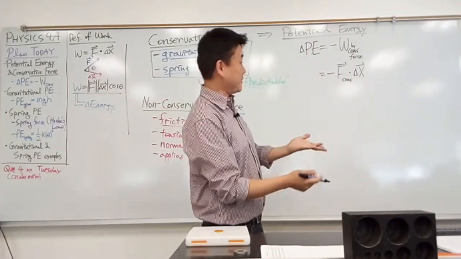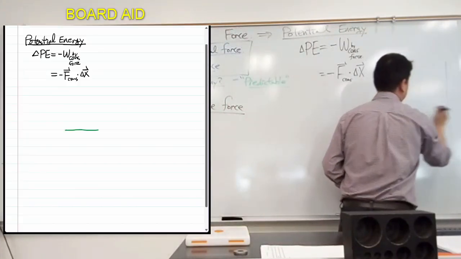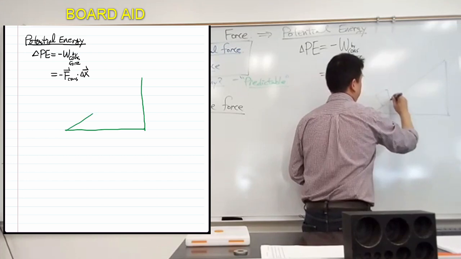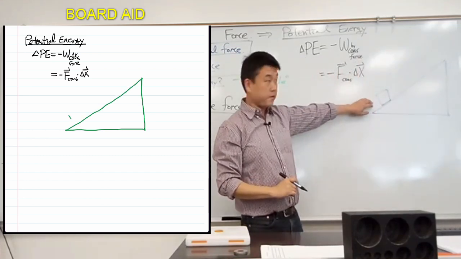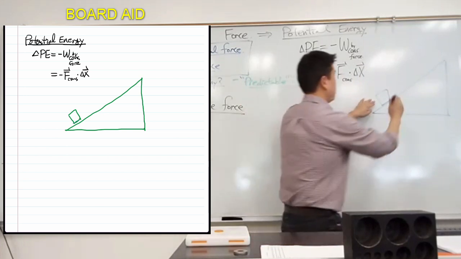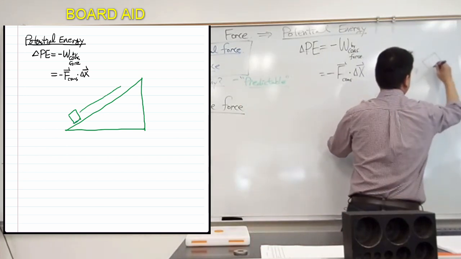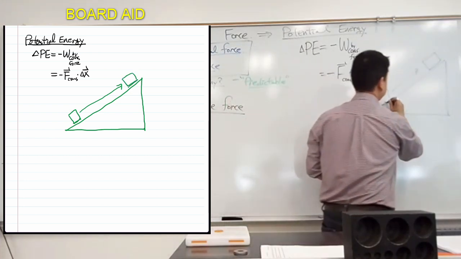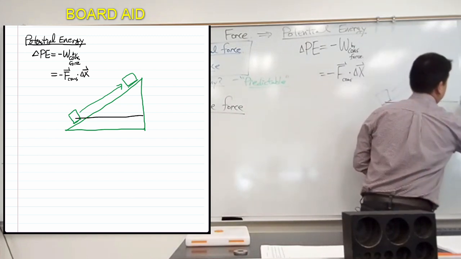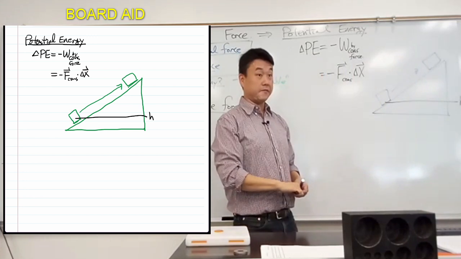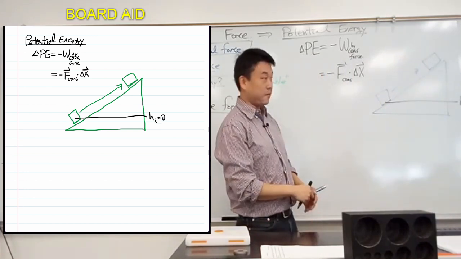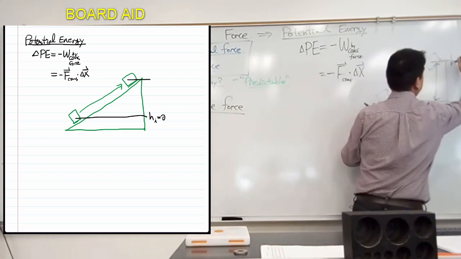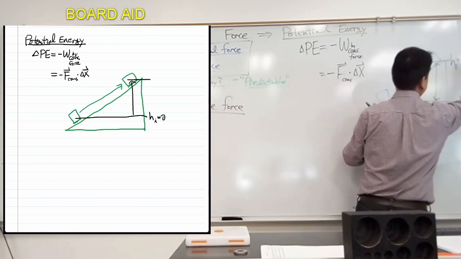Let me give you a slightly more interesting scenario. Imagine I have a slope where a block is somehow being moved from this lower position here to a higher position here. So the block starts out at some height. Let me call this initial height equal to 0, just to make it easy for myself. No reason to introduce unnecessary numbers. And when the block goes up here, let me say this final height is capital H.